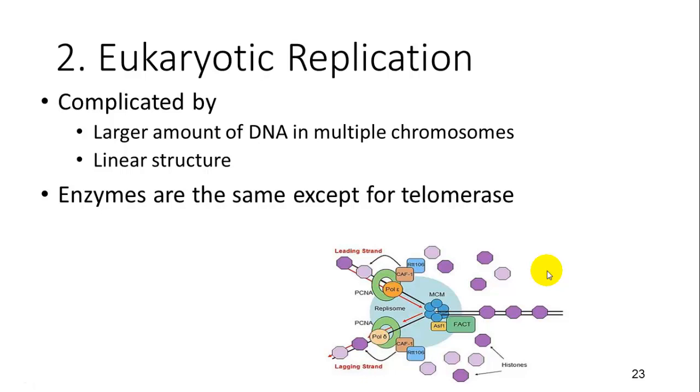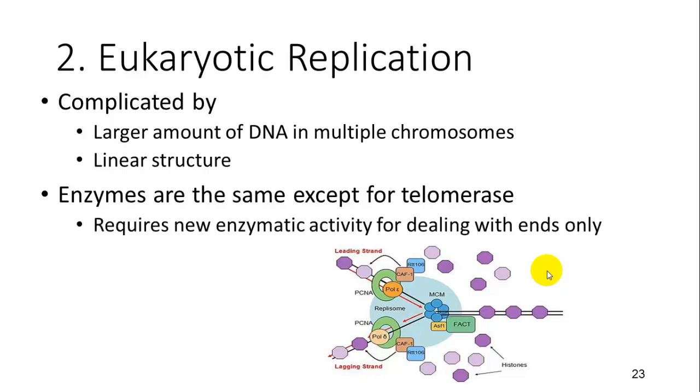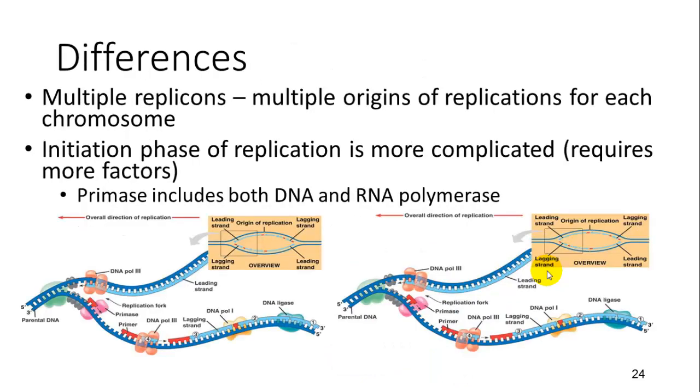Alright, eukaryotic replication is a little more complicated because it has much more DNA and it has a linear structure. So the enzymes are the same except for telomerase, which we're going to talk about later. It also requires new enzyme activity for dealing with just the ends, so that's what telomerase is for.